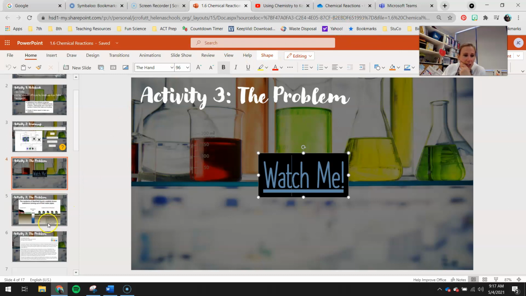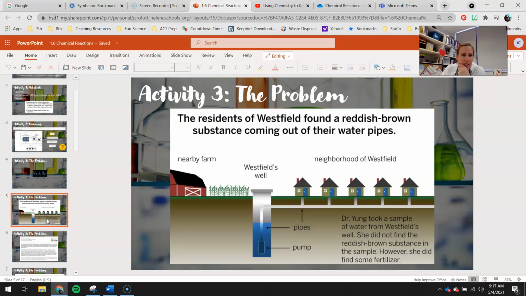Okay? All right, so here's a picture that describes what you see in that image. So make sure you watch the video first, pause as you need, and then let's take a look at this image here. The residents of Westchester found a reddish-brown substance coming out of the water pipe. So they turned on their water, and the water was kind of a reddish-brown color. Okay, what we know is that this is the water source for the town of Westchester.